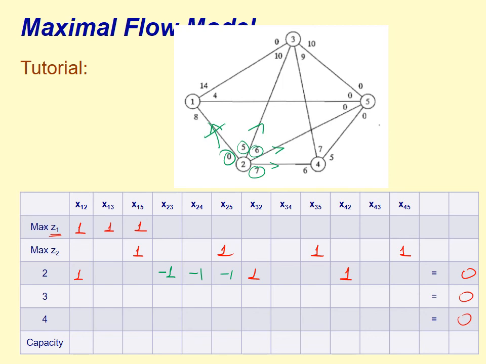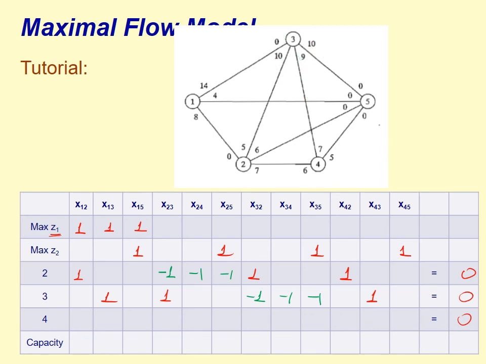I will repeat the same thing for node 3. For the inflow into node 3, it can be x1,3, this one. It can be x2,3, this arc. It can be x4,3 because the capacity is 7. It cannot be x5,3. These are all possible inflows into node 3. What about the outflow? It cannot be 3,1 because this is 0. It can be 3,2, so it is -1. 3,4, because the capacity is this one, is -1, and it can be 3,5, also -1. So this is for node 3.